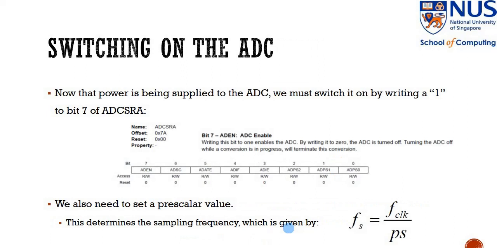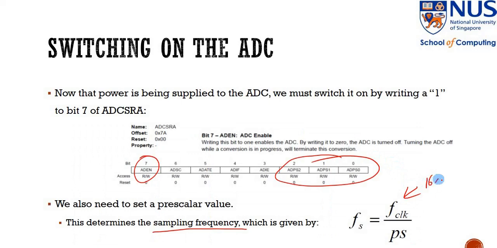Subsequently, we need to enable the ADC again. That is to write a 1 over here, and by writing a 1, you are able to enable the ADC, switching it on. Now the next thing is the prescaler value. The prescaler value determines the sampling frequency, and the sampling frequency is given by f_clock divided by PS. Our f_clock, as you know, on our board is 16 megahertz, and divided by whatever prescale value you choose, that is the sampling frequency that you will be using for the program.